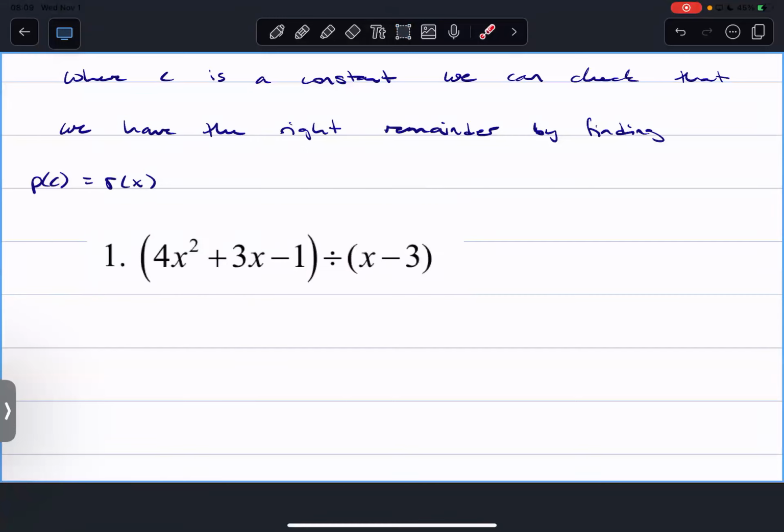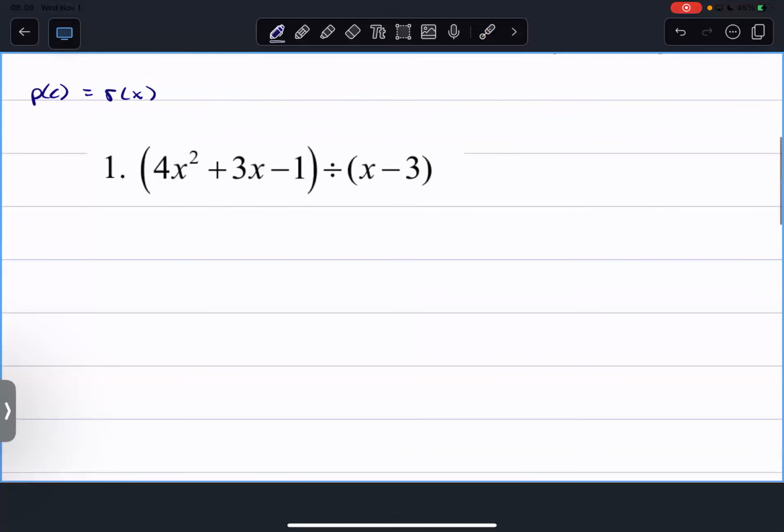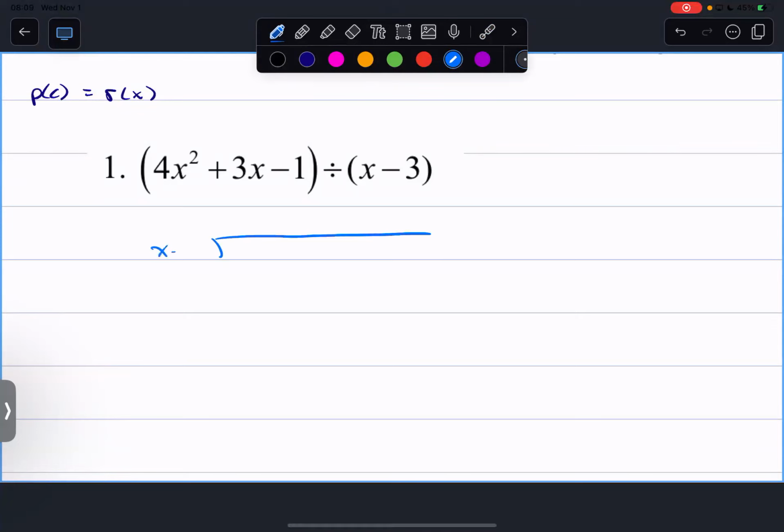Right, so as promised, just dividing by something like x minus c. And so let's do this one as a little bit of review. You can handle bigger things in the divisor, and you do the same thing, but for the factor and remainder theorem, we have to have x minus c, and that's as far as we're going to go. So what does this look like? This looks like x minus 3 into 4x squared plus 3x minus 1.